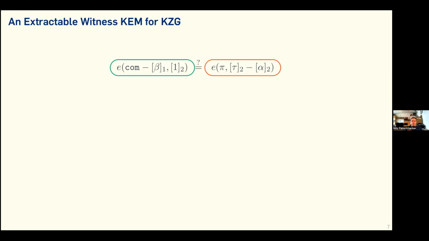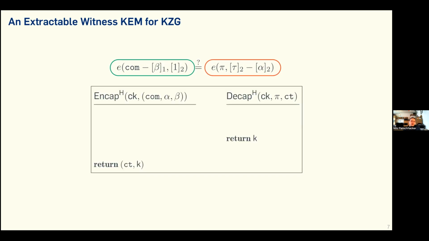And the idea is super simple, actually. So we want to construct an encapsulation scheme, or a key encapsulation mechanism. So we need two algorithms. We need an encapsulation algorithm and a decapsulation algorithm. And now the encapsulation algorithm can compute this left-hand side. And the idea is, okay, we can, for example, just randomize this. So we can choose a random value and we multiply it with this left-hand side.